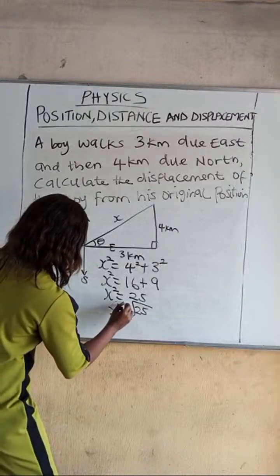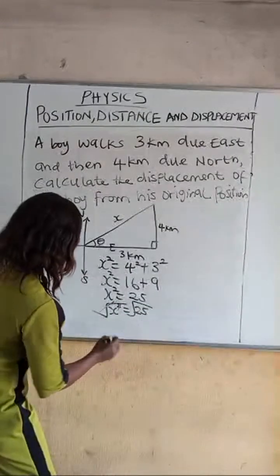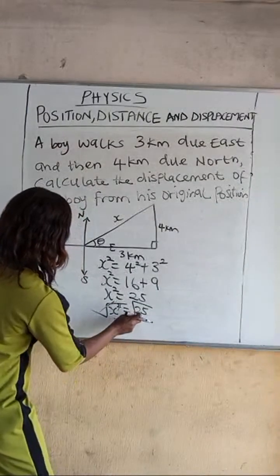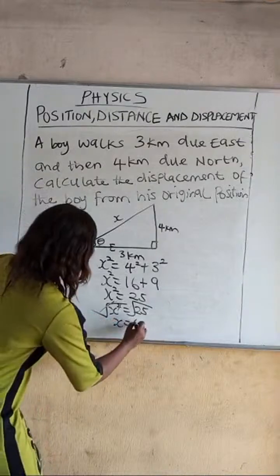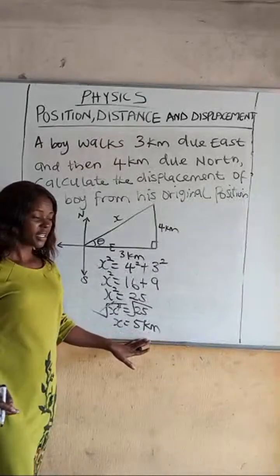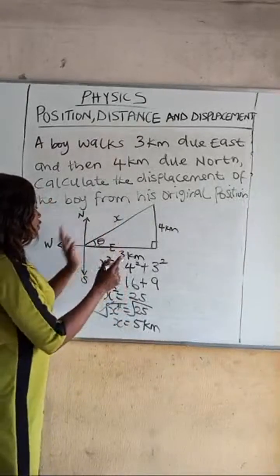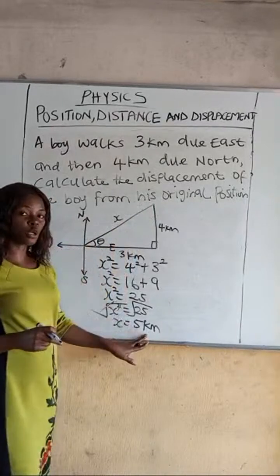If I take roots of both sides, this cancels this, to be left with x, and this is root of 25. I'm going to have 5. So the answer to this question is 5 kilometers. This is just the distance covered from this boy to his original position. So I have 5 kilometers.